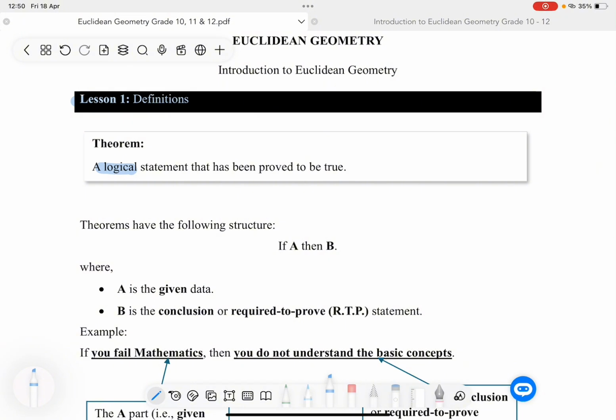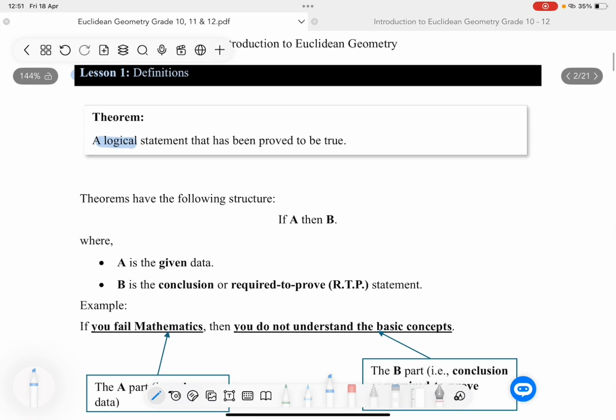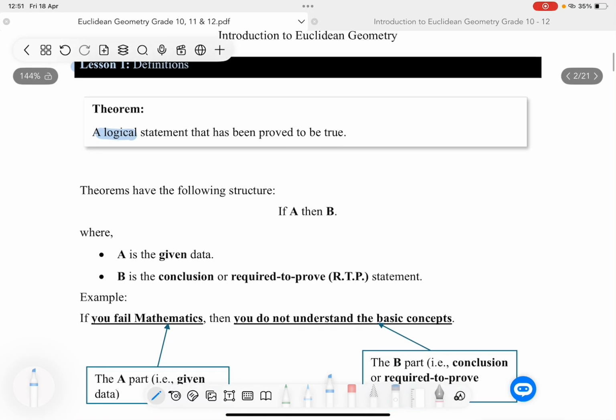Theorems have the following logic or structure. If A, then B. That's how we structure our theorems. We write them as sentences that have the A part and the B part. And you can see from this statement that we start with A, then we can conclude B.